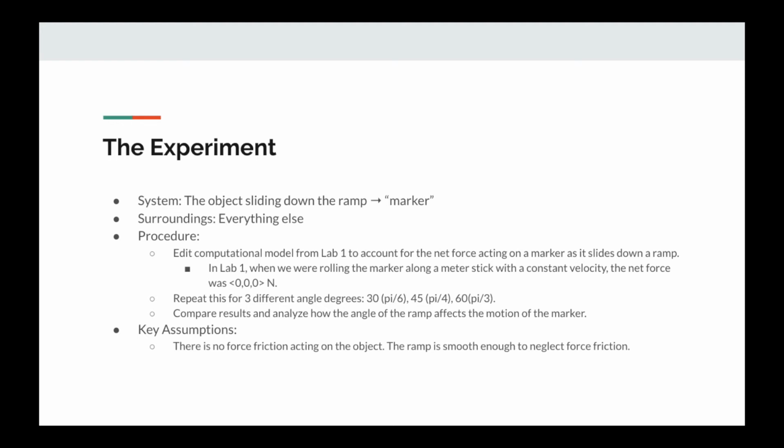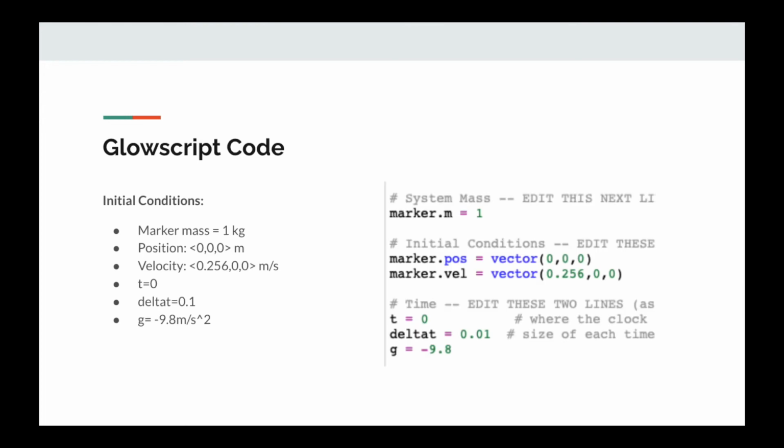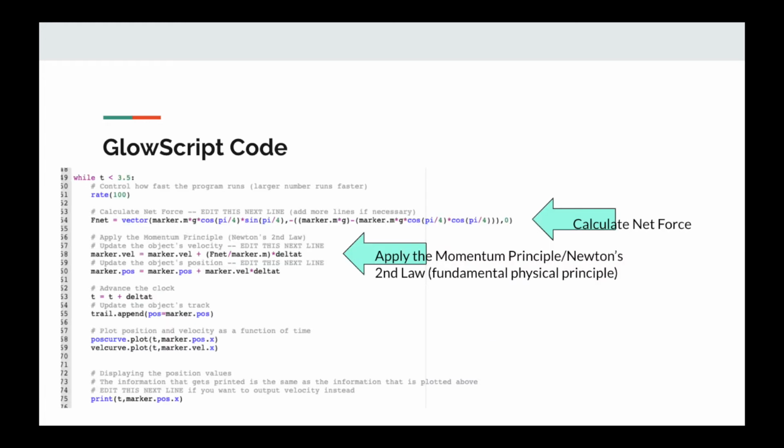Our key assumption in this lab is that there is no force of friction acting on the object. The ramp is smooth enough to neglect friction. Here are the initial conditions and system properties for our GlowScript code. The marker mass is 1 kilogram, the original position is 0 meters, the original velocity is 0.256, and time is set at 0. Here you can see the equations from earlier implemented into our code, where above we calculate the net force, and secondly we apply the momentum principle, which is our fundamental physical principle.